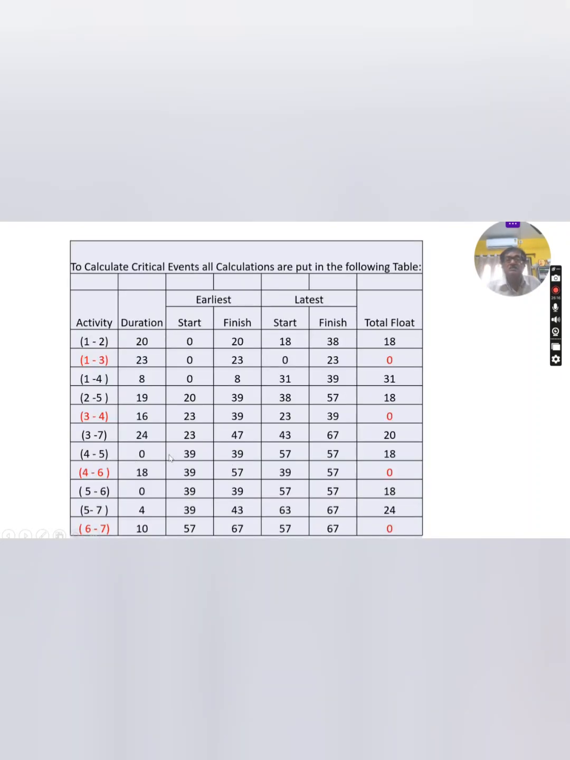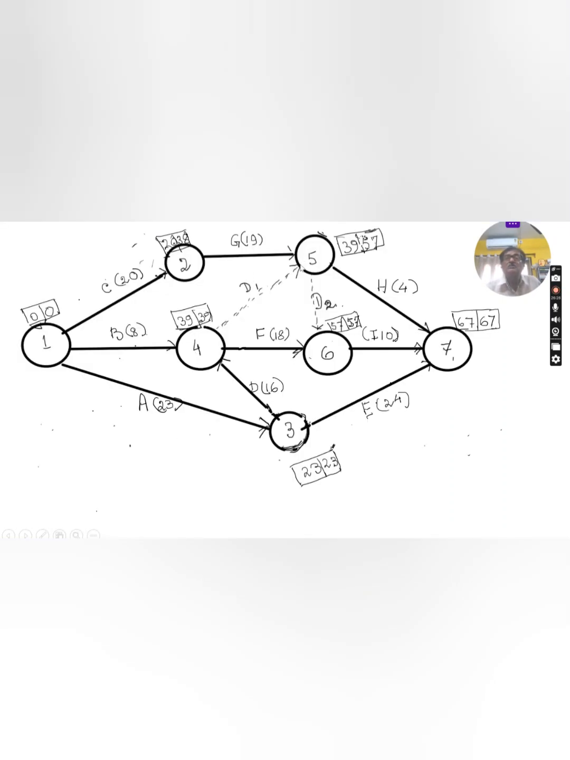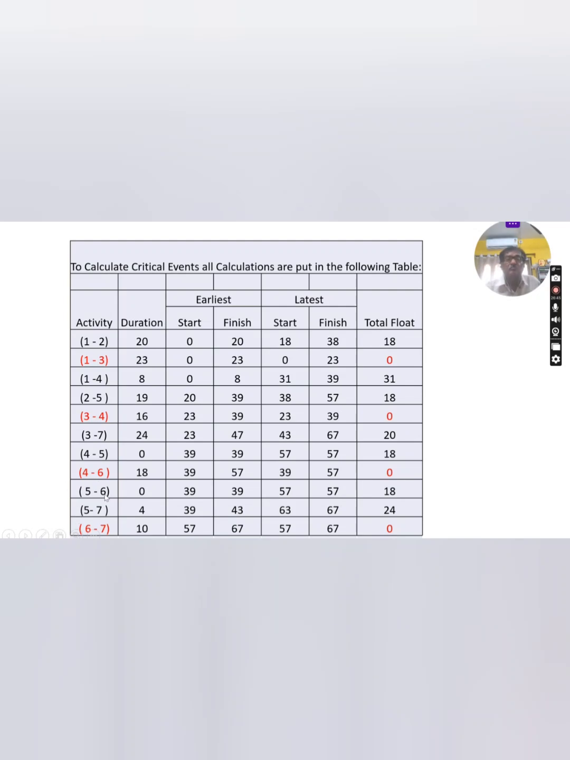For 4-5, the earliest start time is 39 and the latest finish time is 57. Okay, now say 6-7. For 6-7, the earliest start time is 57 and the latest finish time is 67. In this way, you will put all the values into this table.